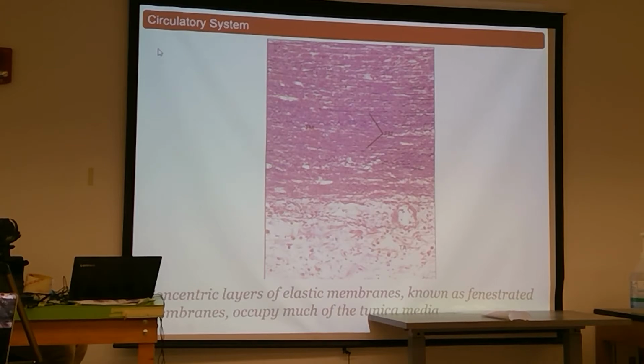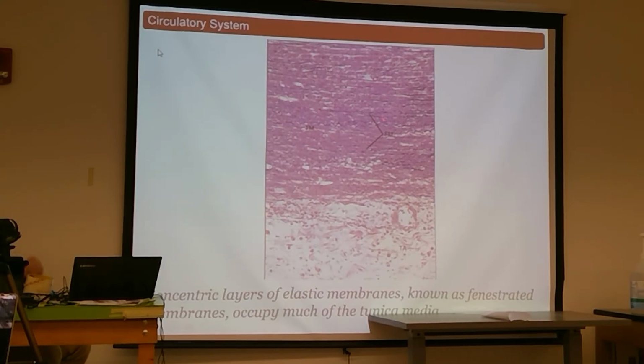These are specifically known as fenestrated membranes, and the reason, which we'll get into with the fenestrated capillaries, is that they have these pores that you can see, like the gaps between them, and that allows for communication that we'll talk about with the capillaries later.